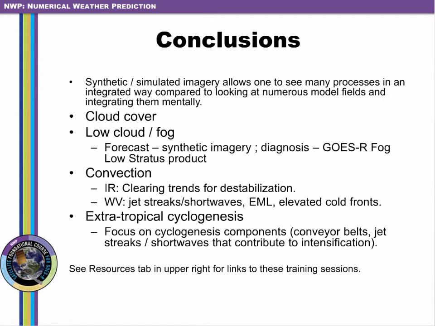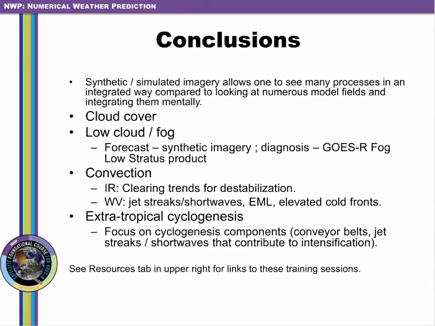In conclusion, the synthetic simulated imagery allows one to see many processes in an integrated way compared to looking at numerous model fields and integrating them mentally. We looked at a number of applications including cloud cover, low cloud and fog. Remember, from the forecast perspective, you can utilize the synthetic simulated imagery, and for a diagnosis, use the GOES-R fog low stratus product. For convection, with the IR imagery, look for clearing trends for destabilization.